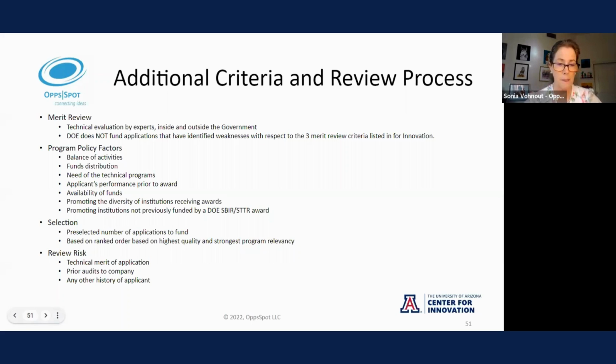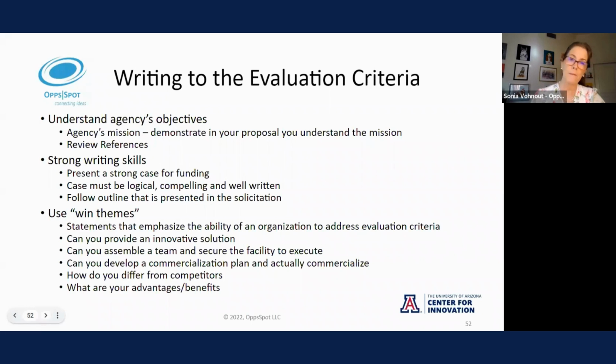And let's see. I think we could go to the next slide. So we're almost wrapping up here, writing to the evaluation criteria. Here's where it's important, when you write your proposal, that you know what they're going to be judging you against. So go back to the review criteria and make sure that you are addressing all those items and all those requirements as you tell the story.